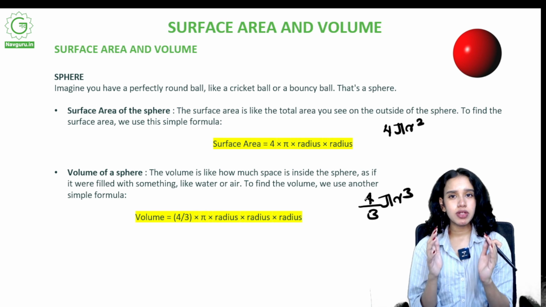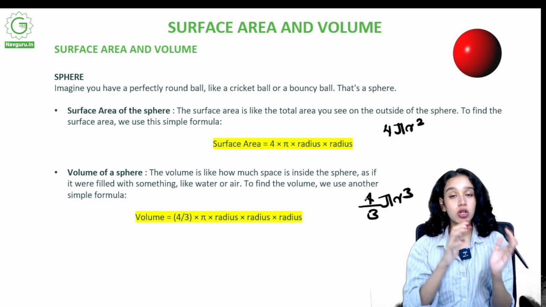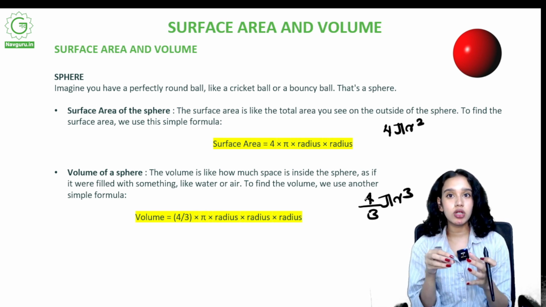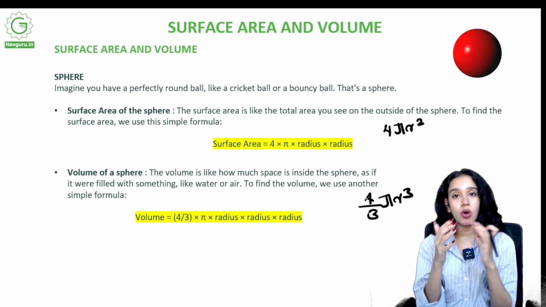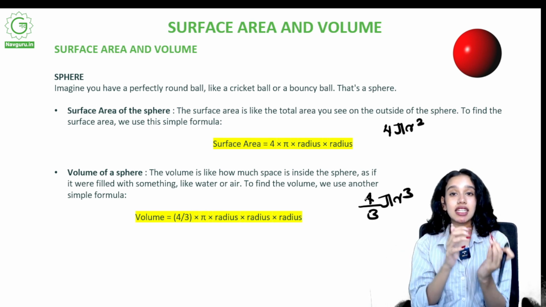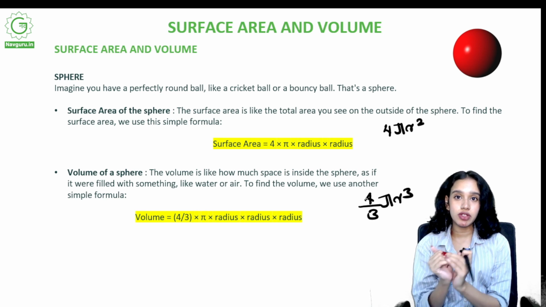So what does the volume of the sphere mean? It means the amount or capacity this shape could hold. The amount of space which is held inside the shape is called the volume of the shape.